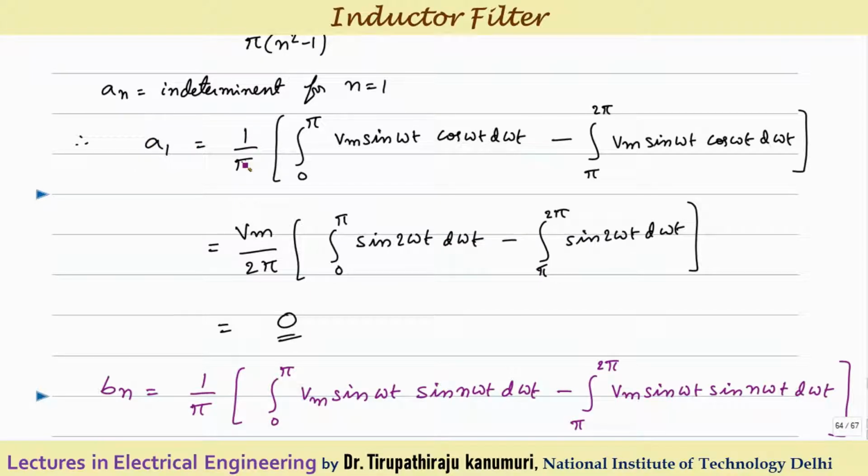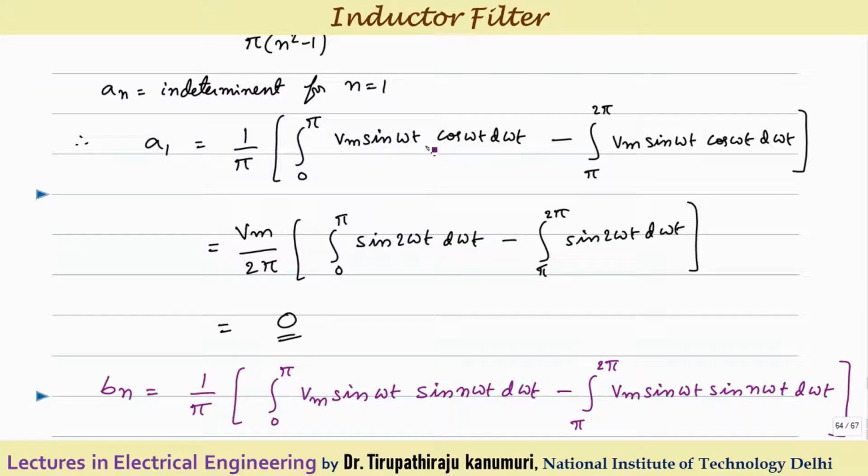A1 will be 1 by pi, integration from 0 to pi, just substitute n is equal to 1. Cos n omega t is there. Substitute n is equal to 1. This becomes V max into sin omega t cos omega t, minus integration from pi to 2 pi. So same thing will repeat here.